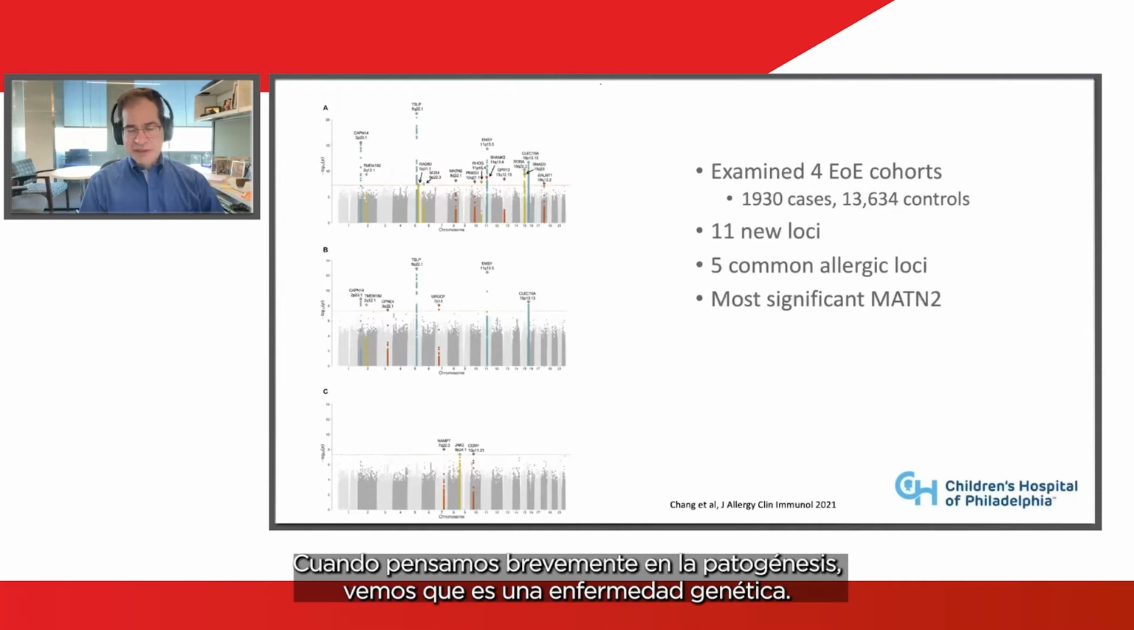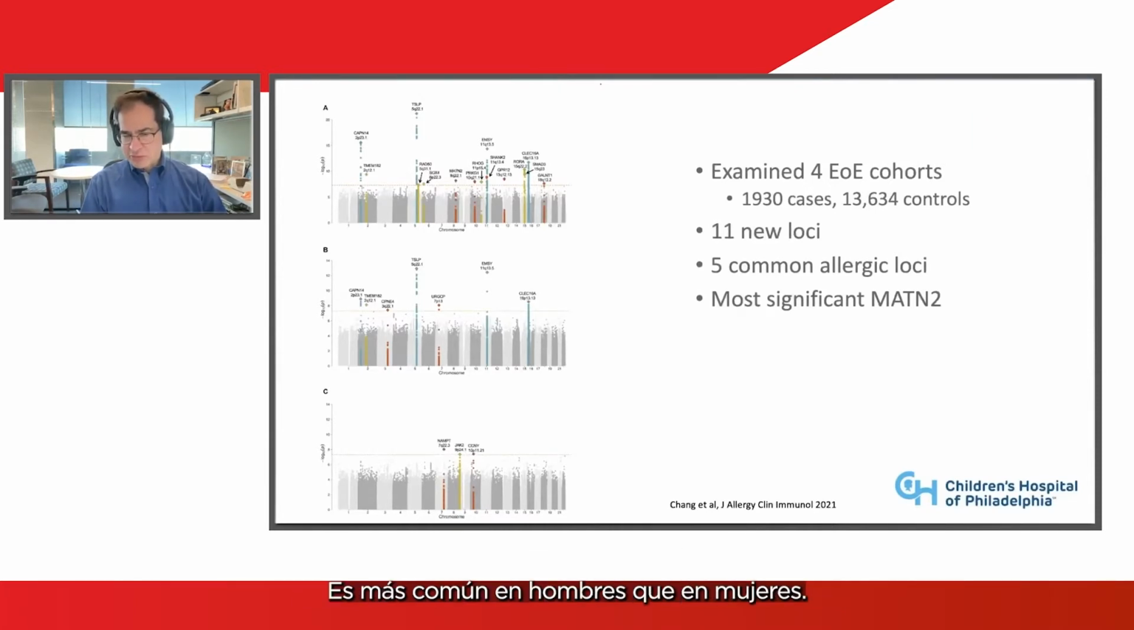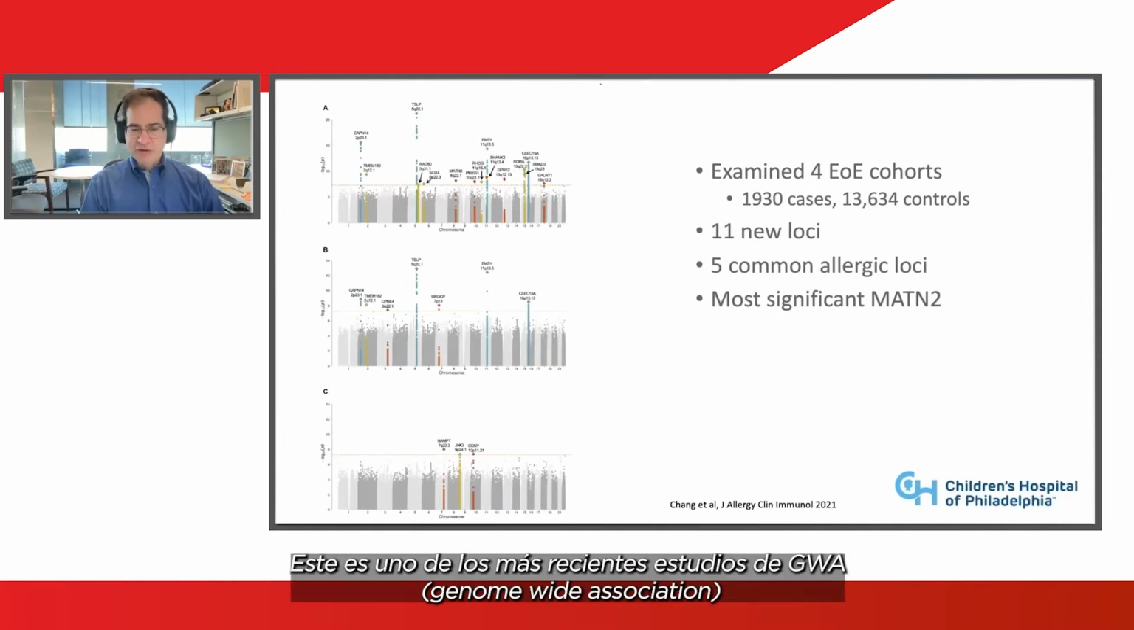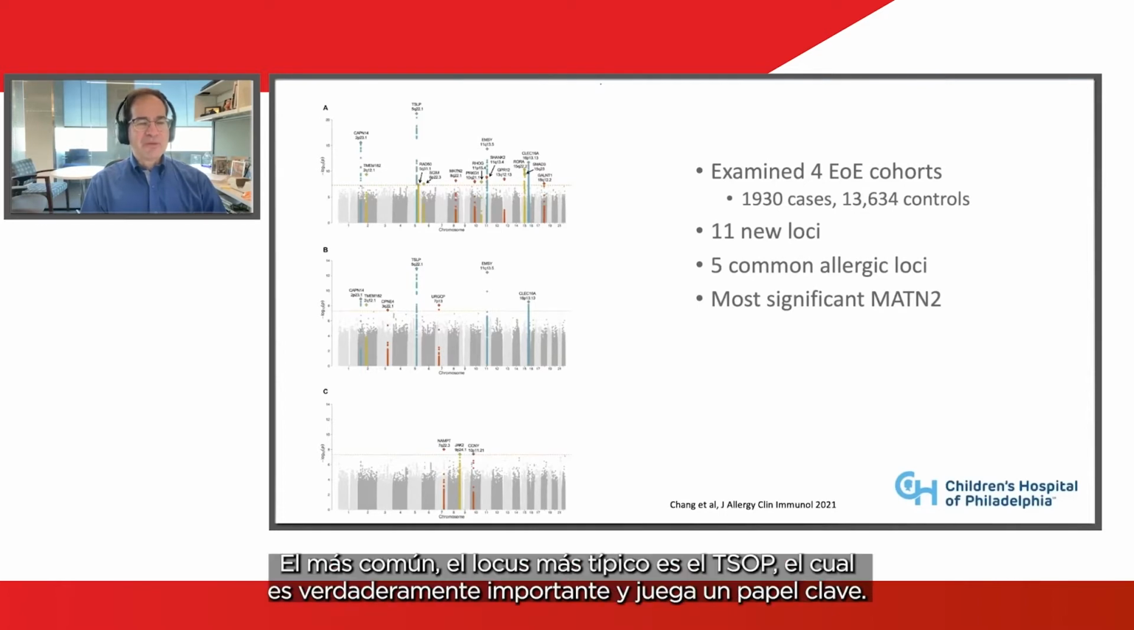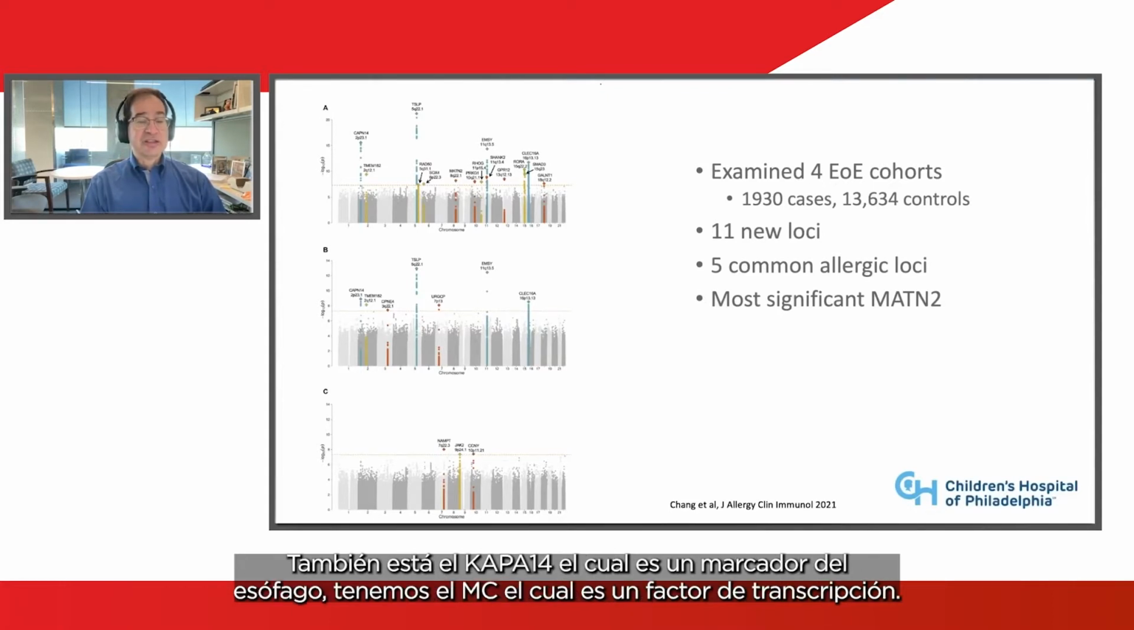When we think briefly about pathogenesis, it's a very genetic disease. It's much more common in males than females, and people have looked. This is one of the more recent GWAS studies, and every time we look, we find new loci. The two big loci that people have identified are TSLP, which is really important and an alarmin, that plays a key role in the genes.